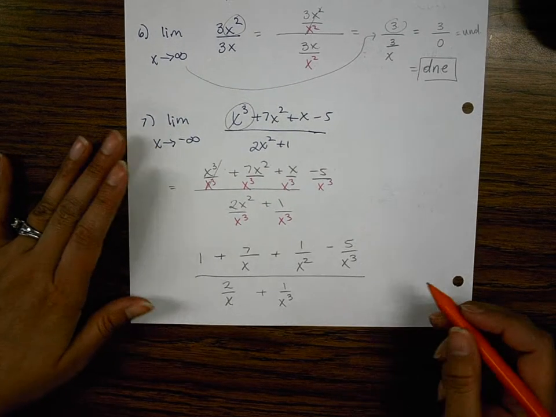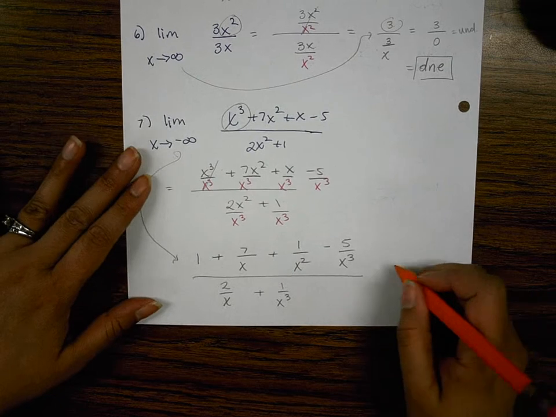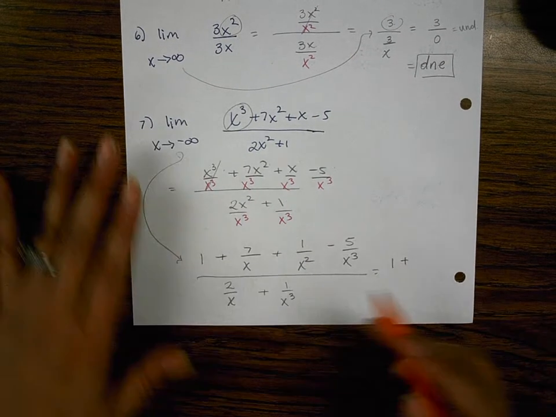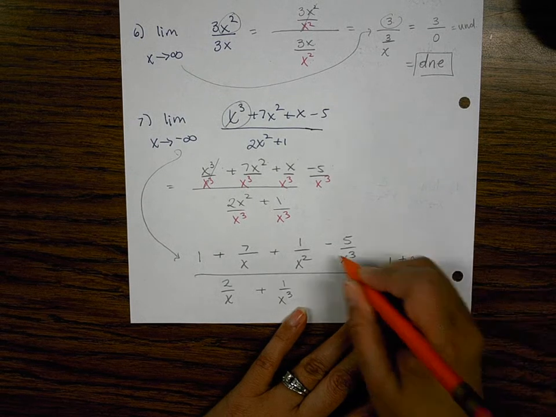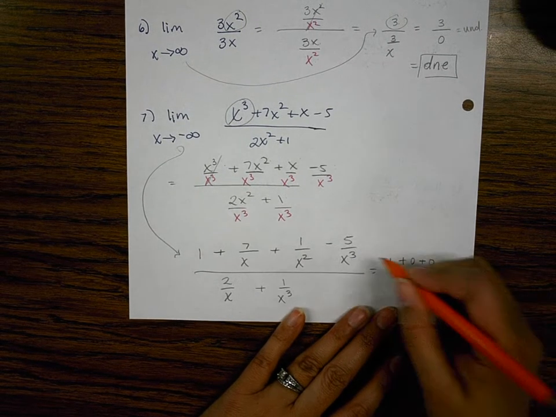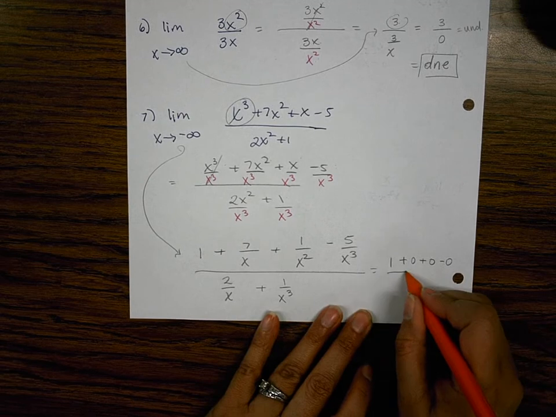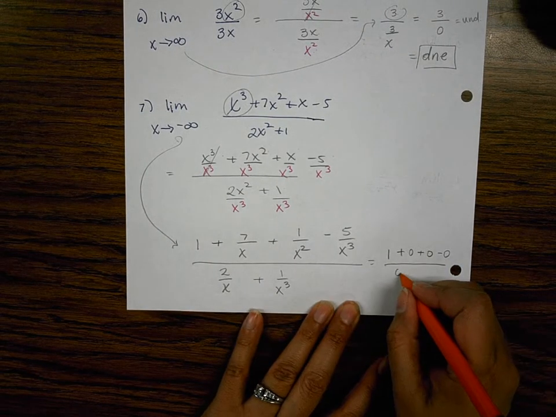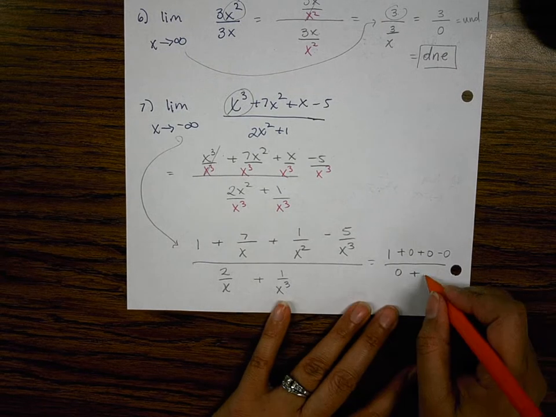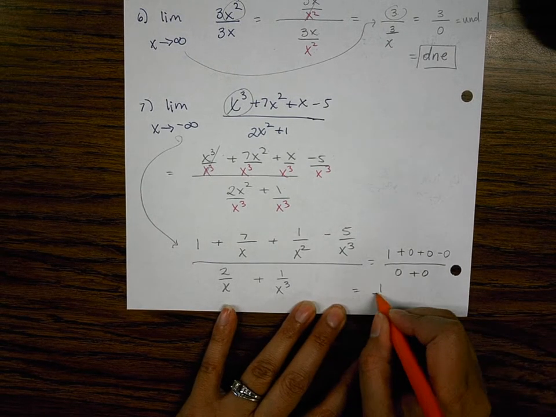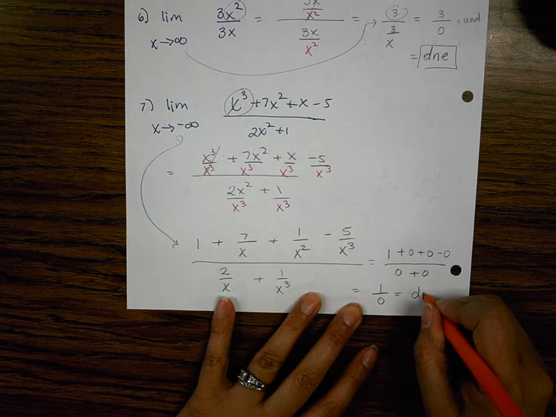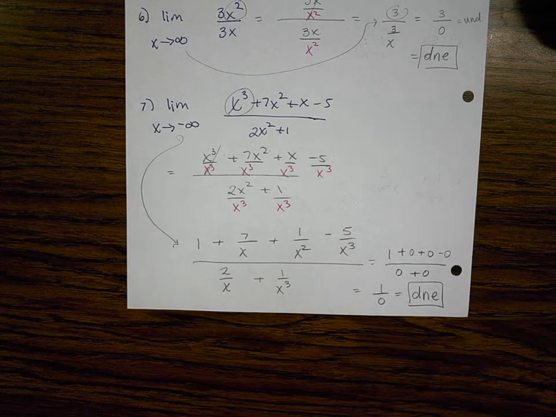All right, so limit as x approaches negative infinity, it never impacts a constant. The constant's going to stay 1. Plus 7 over infinity is 0. Plus 1 over infinity is 0. 5 over infinity is still 0. Even though it's cubed, infinity cubed is still infinity. 2 over infinity is 0. Plus 1 over infinity is 0, which gives me 1 over 0, which is undefined, which means the limit does not exist. And that is it for this lesson.